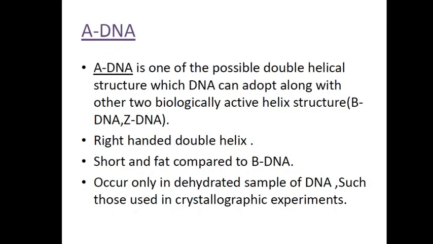This particular form occurs only in dehydrated samples of DNA, such as those used in crystallographic experiments. So for X-ray crystallography or for crystallographic analysis, what we do is desiccate the sample. In doing so, we remove the water and other moisture content. So obviously the humidity is reduced, and in that case the B form is converted into the A form.